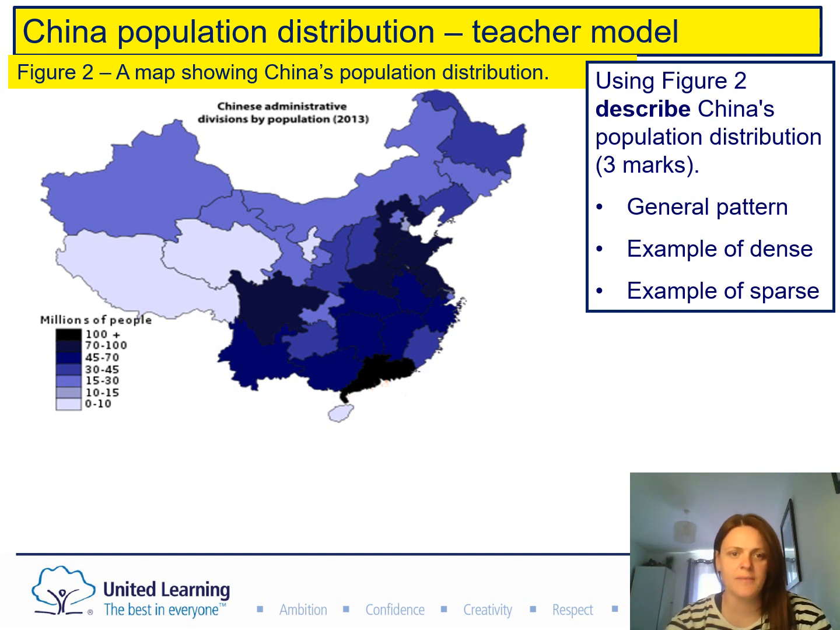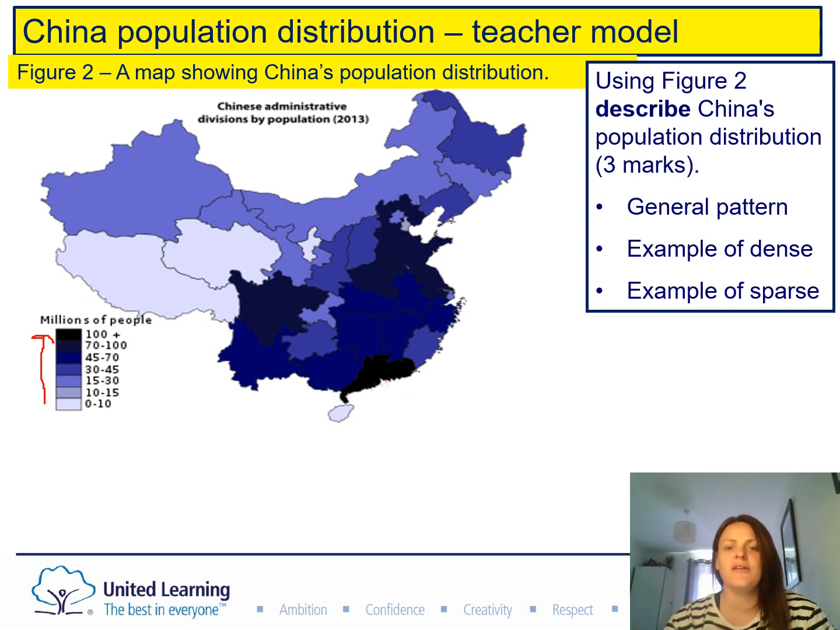Right, what we're going to do here is start describing population densities using some data. In front of you, you've got figure 2, which is a map showing China's population distribution. So basically it's a map showing you where the most people live in China. The darker the colour, as you can see on this key, the more dense the population is. You can have a quick look there and see where the most densely populated places are.